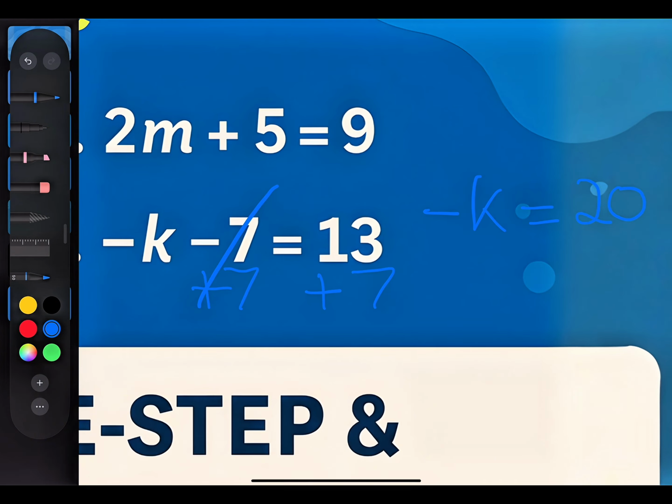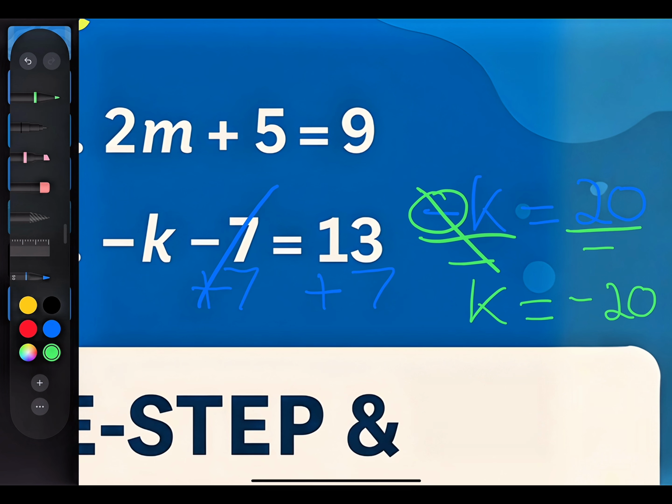So you might think that this is our final answer, right? Well, it's not our final answer since the k has a negative sign. Remember, I already told you that you cannot have a negative sign on a variable in a solution. So we would have to divide by negative 1 to cancel these two out. And we'd also divide by negative 1 here. And then our solution would now be k = -20.